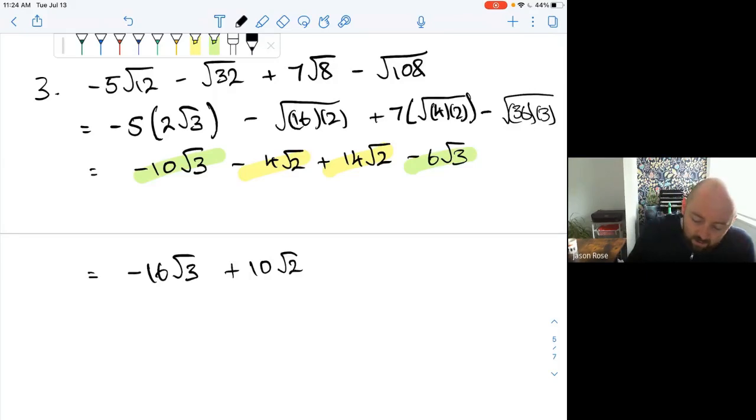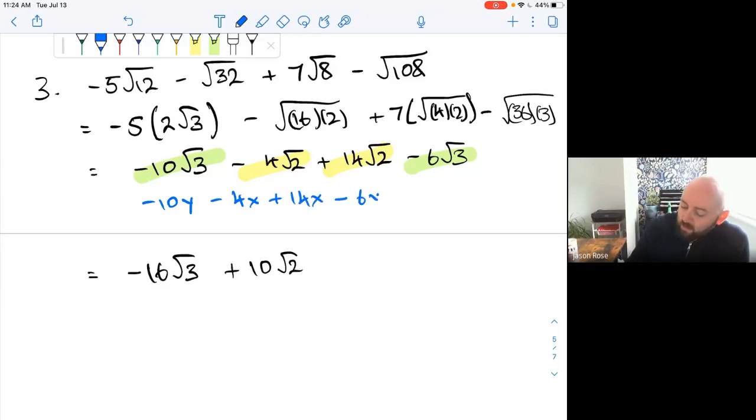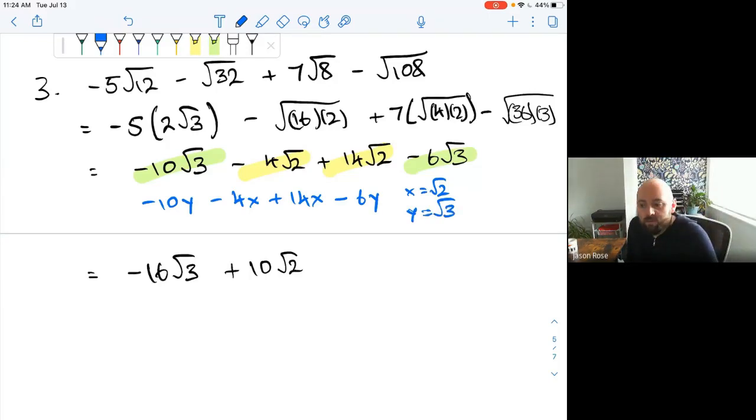If you're not quite happy with that, what you can do for a second just to see why it works is mentally think of this as minus 10y minus 4x plus 14x minus 6y. So it's like the x is a root 2 and the y is a root 3. And what would you do if you had minus 10y minus 6y? You just say, oh yeah, minus 16y. Same thing, minus 10 root 3 minus 6 root 3 is minus 16 root 3. Likewise with the root 2s. Okay. Any questions here?